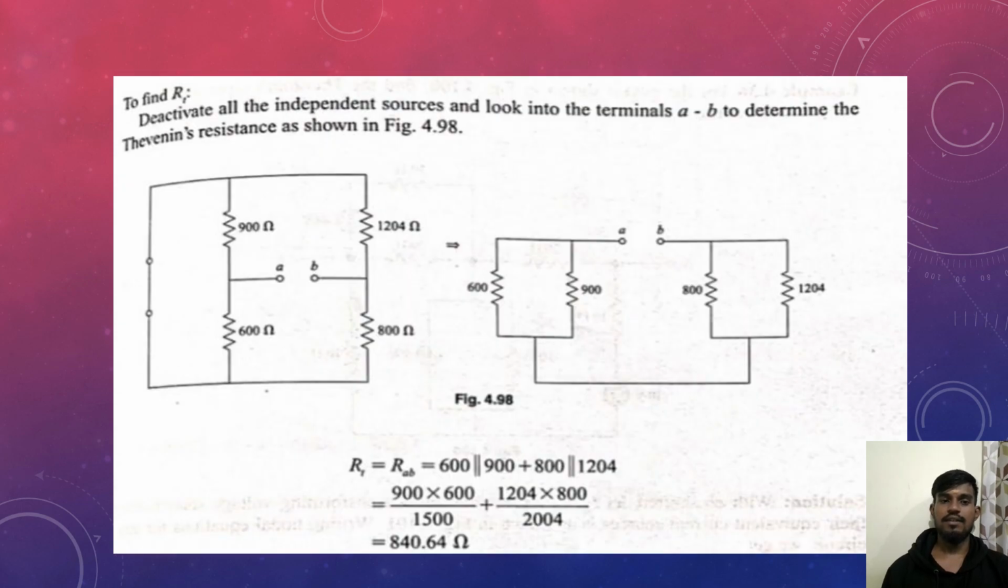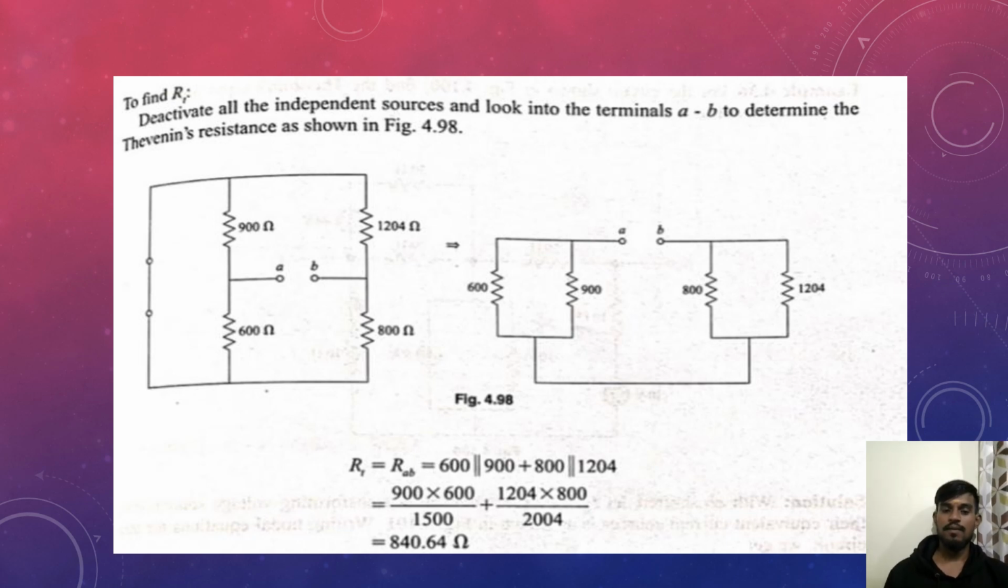To find R1, deactivate all the independent sources and look into the terminals A and B to determine the Thevenin's resistance as shown in figure 4.98. Here 900 ohms, let us redraw the circuit diagram, and then we get this second diagram. R1 is equal to RAB is equal to 600 parallel to 900 plus 800 parallel to 1204.